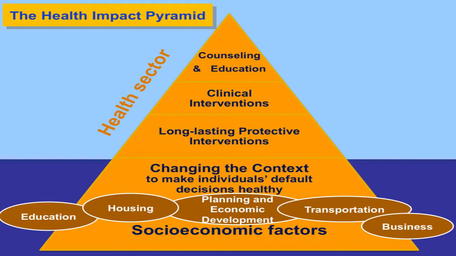Changing the context to make individuals' default decisions healthy. If you go to school and the only thing on the menu is a healthy lunch, you have no choice but to eat healthy, that fruit salad. But if you give me a fruit salad and a hot dog and pizza, which one do you think I'm going to eat if I'm 6 or 7 years old? Right? I'm going to go for the pizza and the hot dog. Because you put it in front of me. But if there's only a salad, I have no choice. But if you change the context, right?